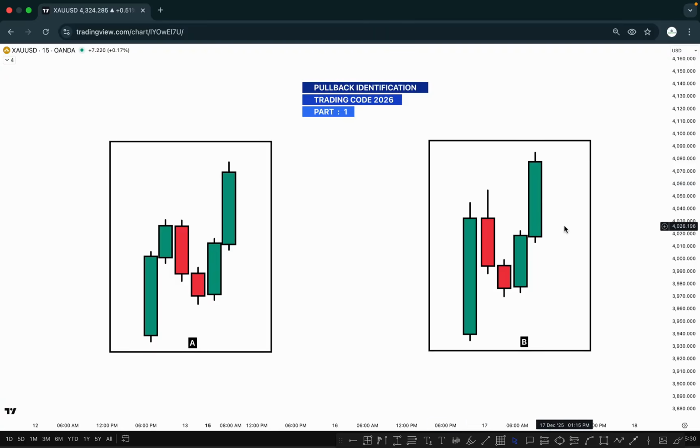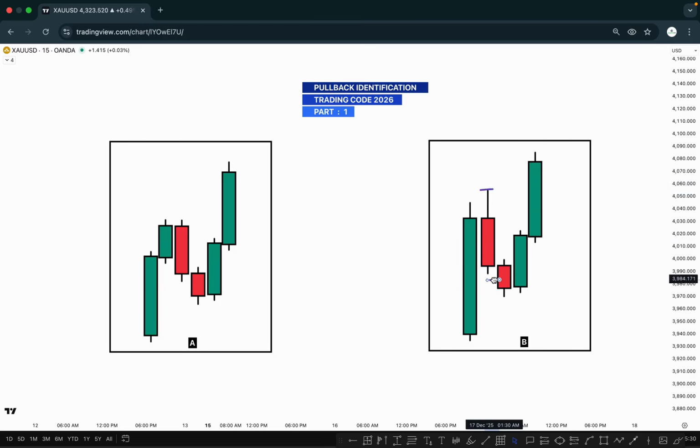So in this case, how can we mark them as a valid pullback or invalid pullback? We need to mark this candle here, not this one. This is important for us because the previous bearish candlestick which created a high is here. So we need to focus on the recent candle here. This candle's high is here.